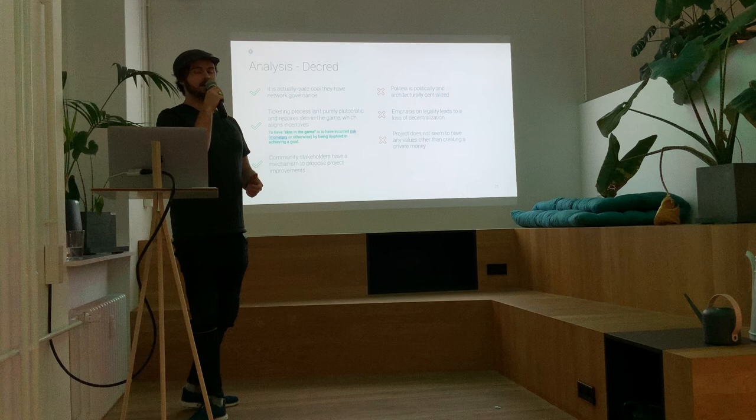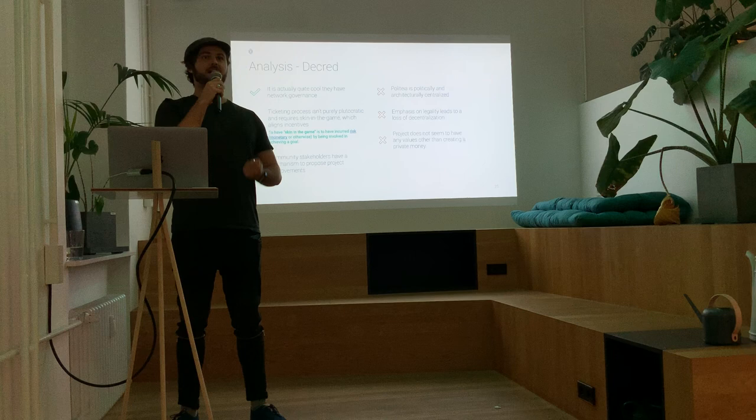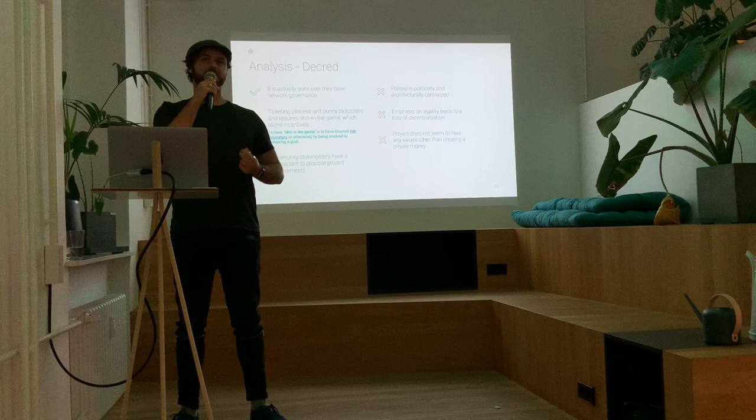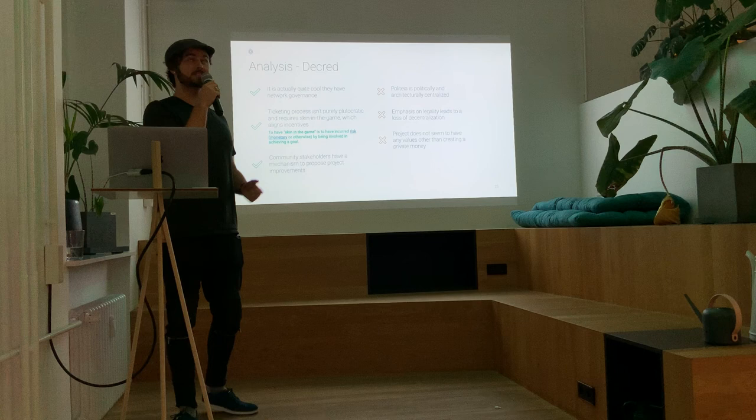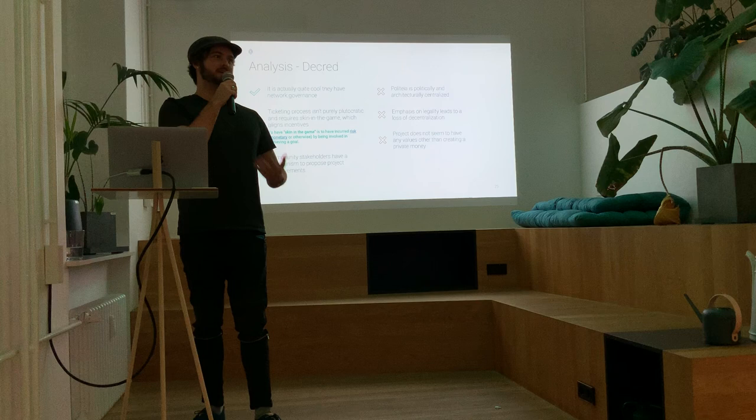And finally, going to the human layer, this project does not seem to have any values other than creating a private money. And that's not a value in itself. Loving nature and wanting to clean beaches is a value. Wanting to liberate the people of Hong Kong, I hope you're not listening to China, is a value. Wanting to manage a private money is not a value in itself.